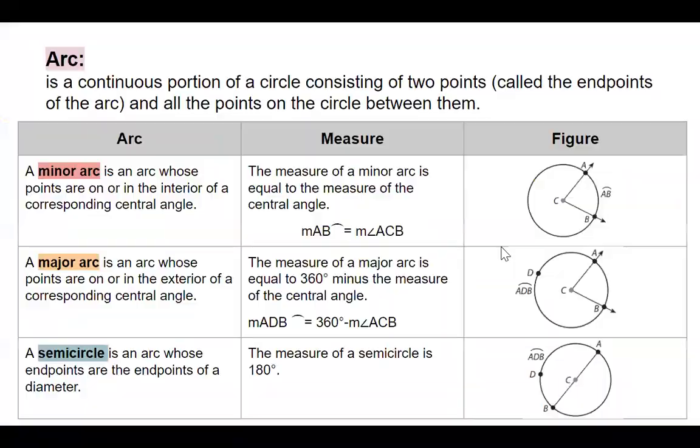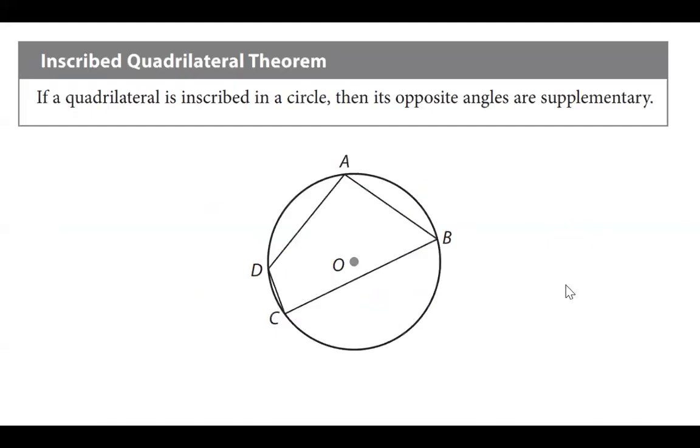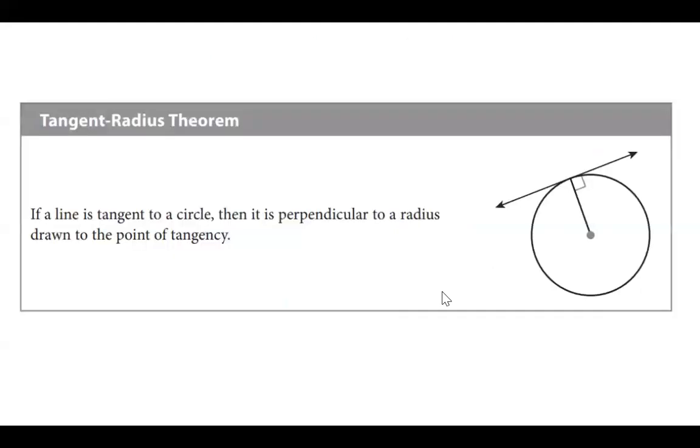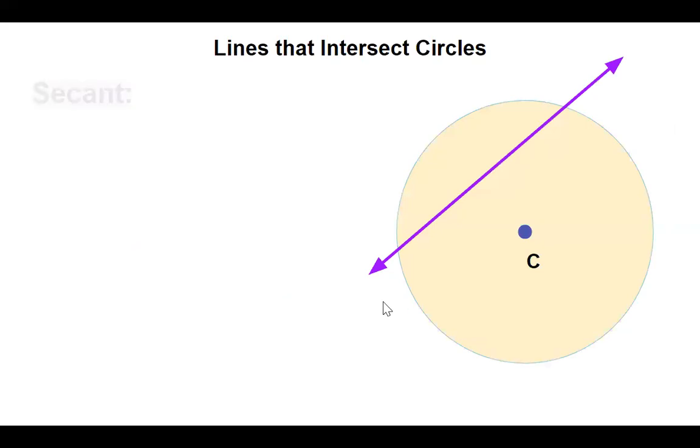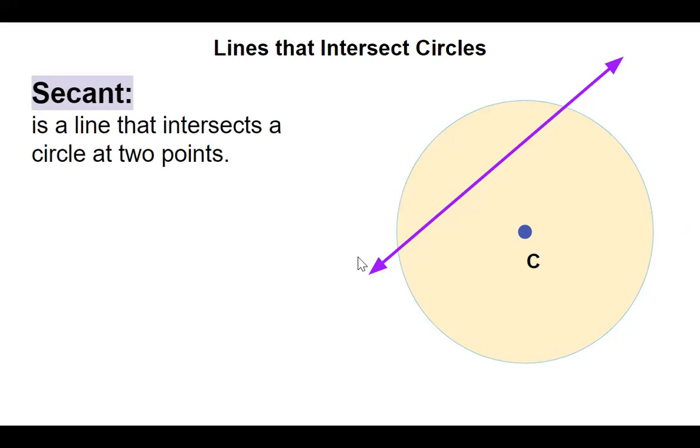We know what a chord is, an inscribed angle and a central angle, the relationships, and also what an arc is too. So we have our inscribed quadrilateral theorem. We saw also our beautiful tangent radius theorem. And lastly, the latest one that we saw was the chord product theorem. Now, today we're going to be introduced to a beautiful secant. Now, we defined what a secant is, so we know what it looks like. This time, we're going to see what relationships it has with other secants.